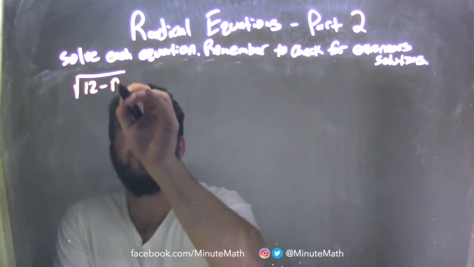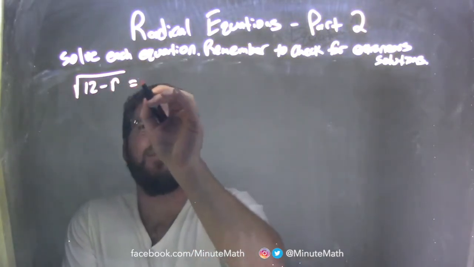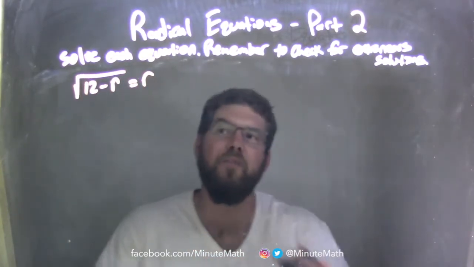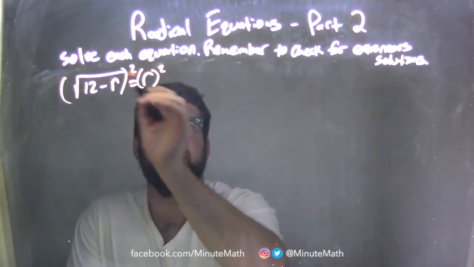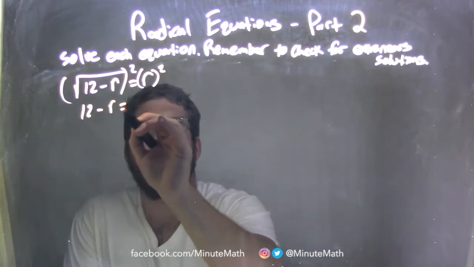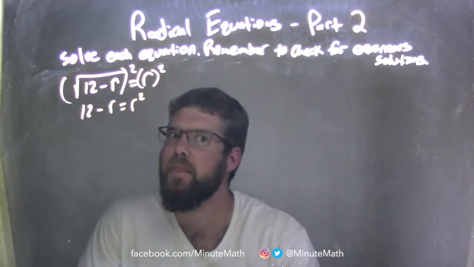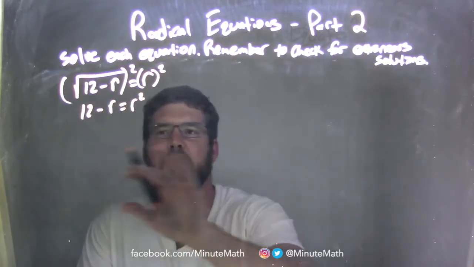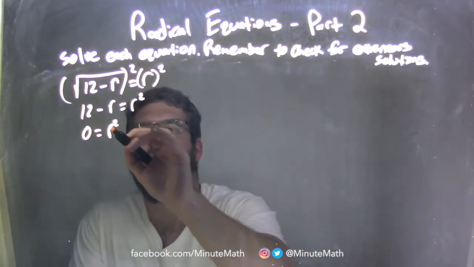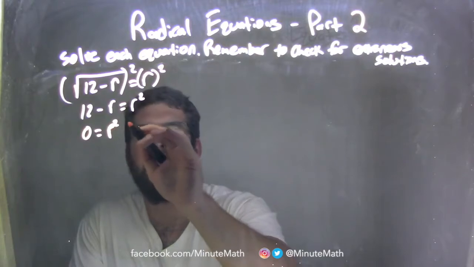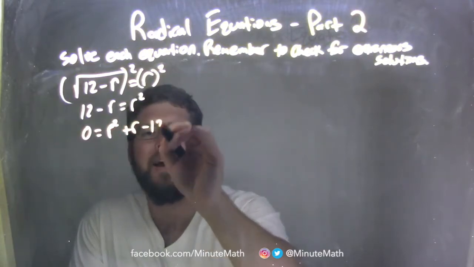The square root of 12 minus r equals r. Well, if I square both sides, I can eliminate the radical, giving me 12 minus r equals r squared. And then from there, I have to bring everything over to one side. So 0 equals r squared plus r minus 12.